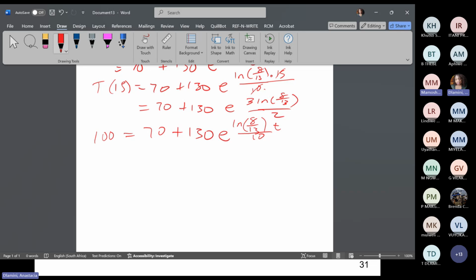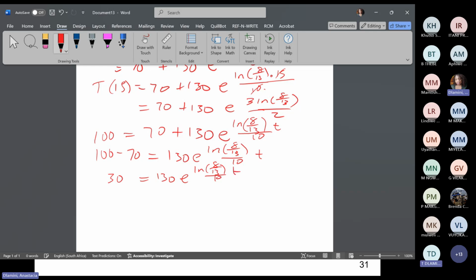Yeah, so then we take this: 100 minus 70 equals 30. I hope we don't make errors because I'm so tired and hungry at the same time. So this is 30 equals 130 ln of 8 over 13.